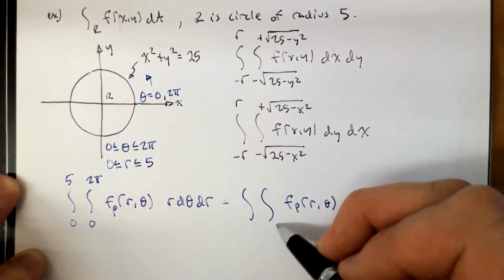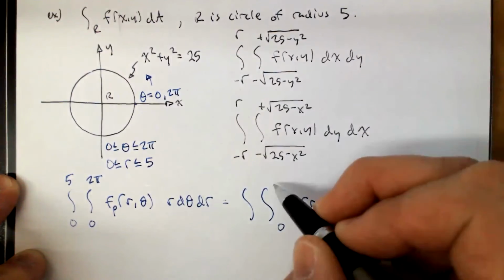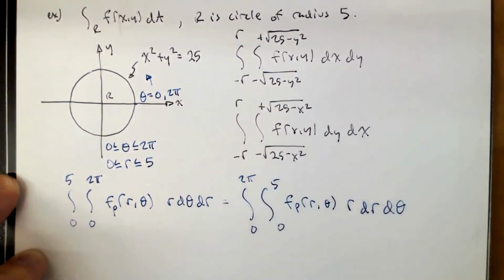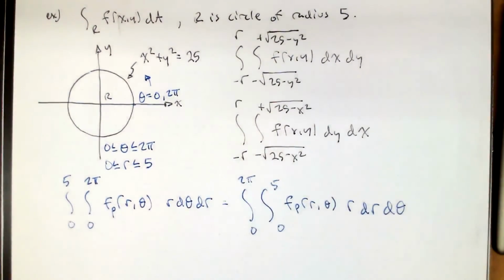But in this case, r is the first integral. That'll go from 0 to 5. And the last integral will go from 0 to 2 pi. So for d theta dr, the outer integral is r, the inner integral is theta. And for dr d theta, it's the other way around. Any questions?